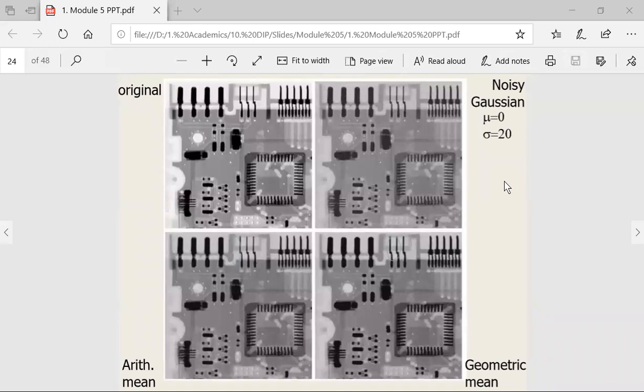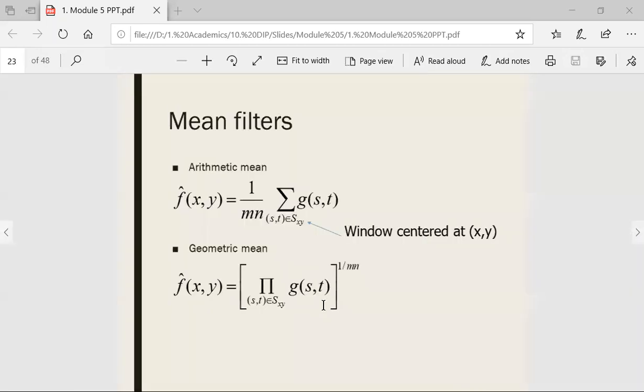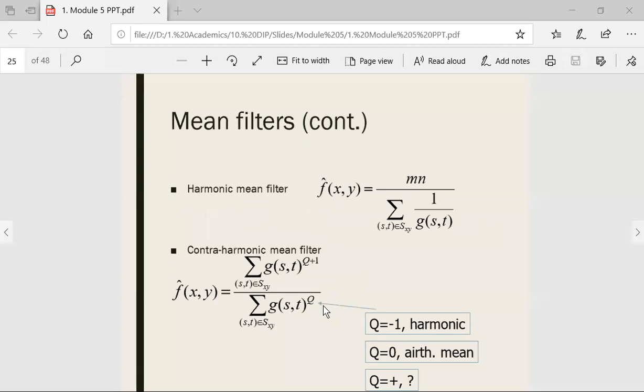These are examples of the image. The original image is this one. We add Gaussian noise, then apply the arithmetic mean and the geometric mean, and see how these two images look after using the arithmetic mean filter and the geometric mean filter.